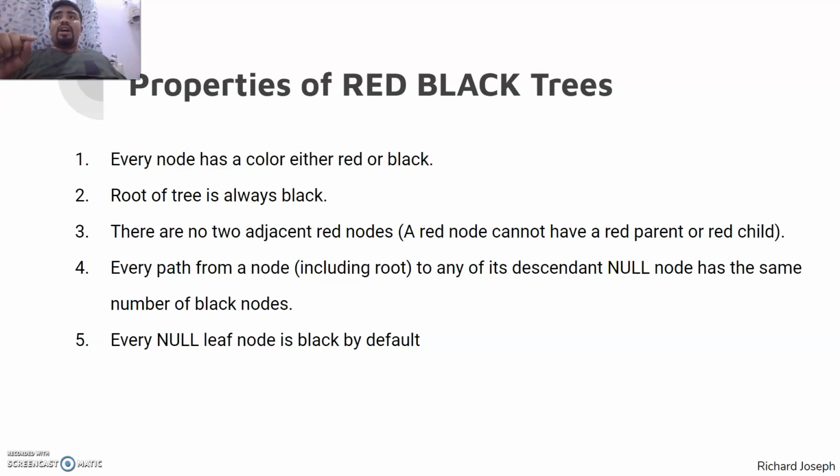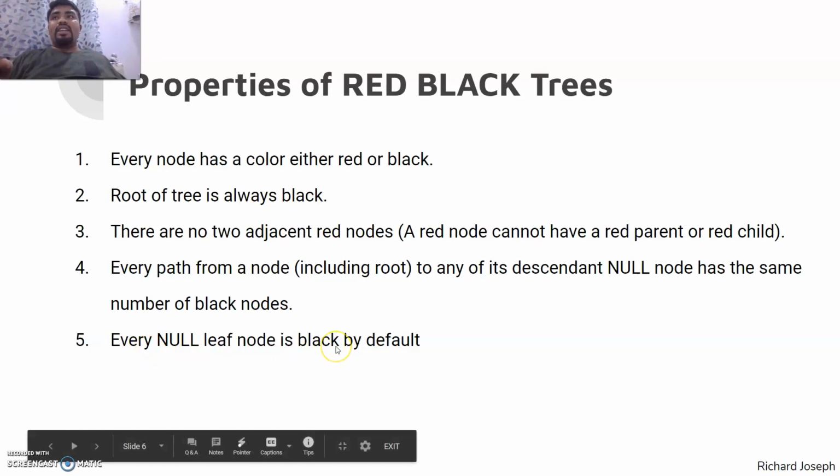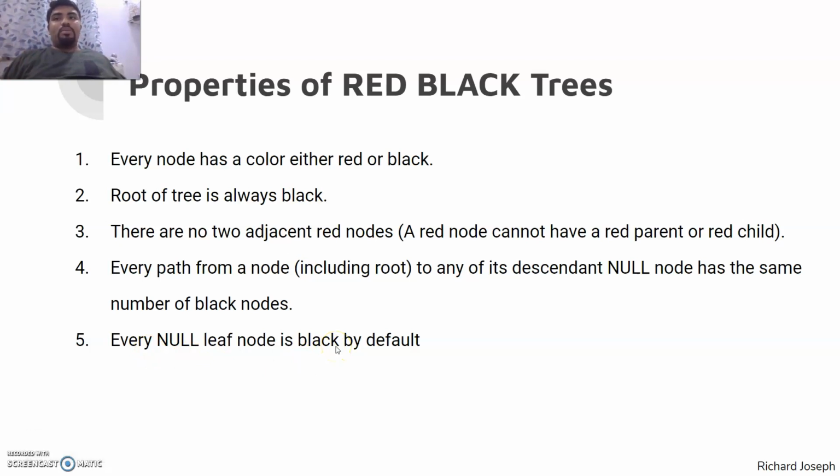Now, every path starting from the root node till the null node. I'll explain what a null node is, but just understand that every single branch that forms from the root node till the null node has to have an equal number of black nodes. This is also a very important constraint. Also, the last point: every null leaf node is black in color by default. So this is a property.